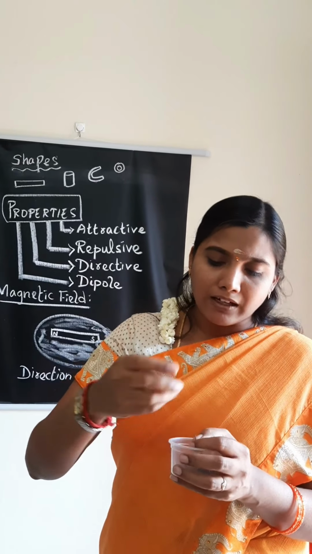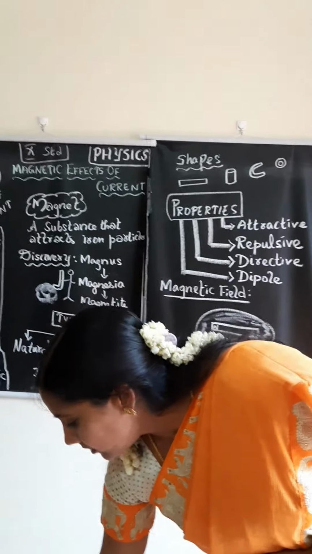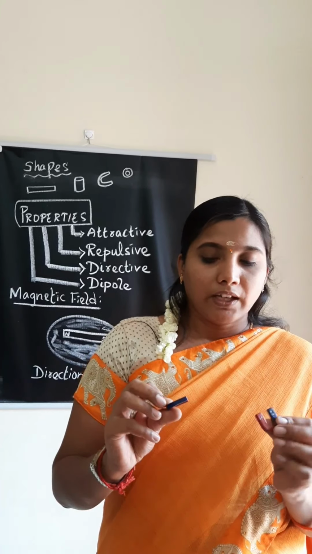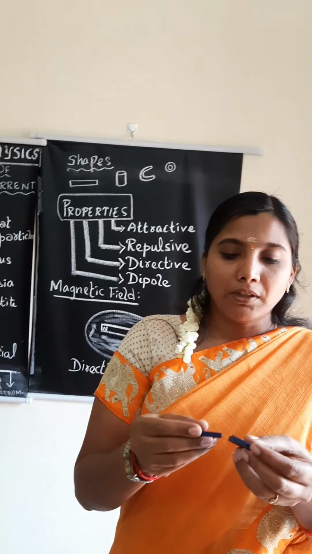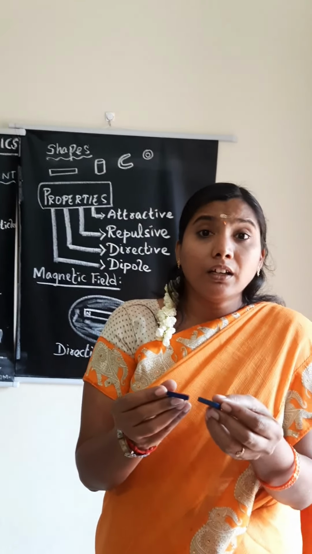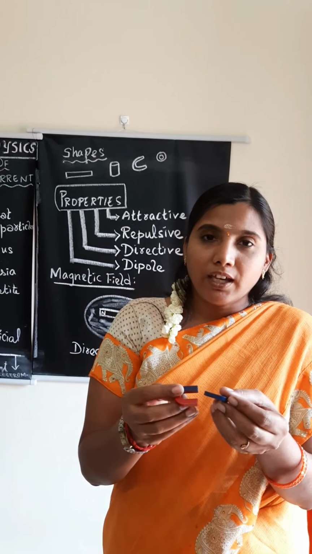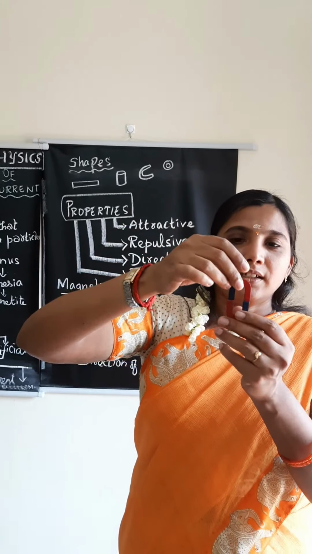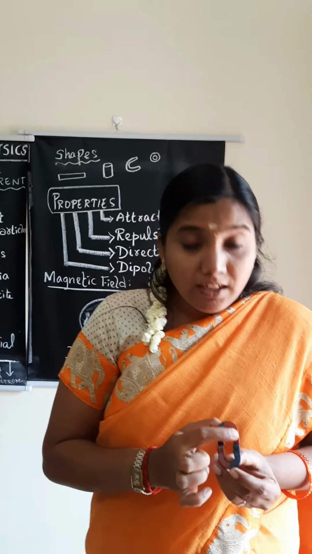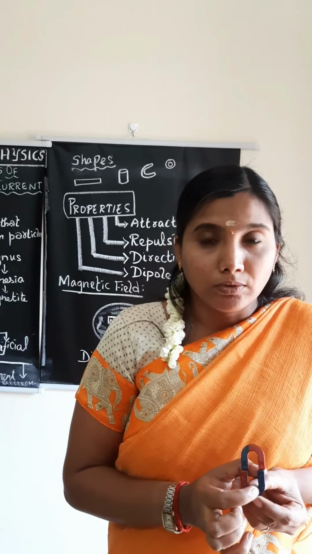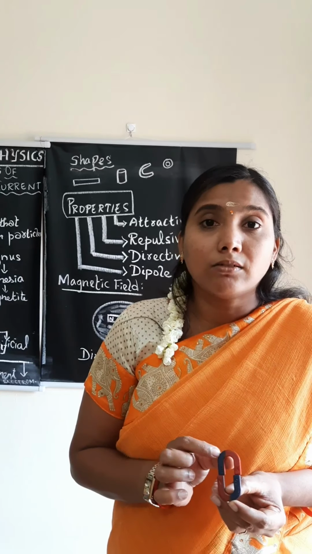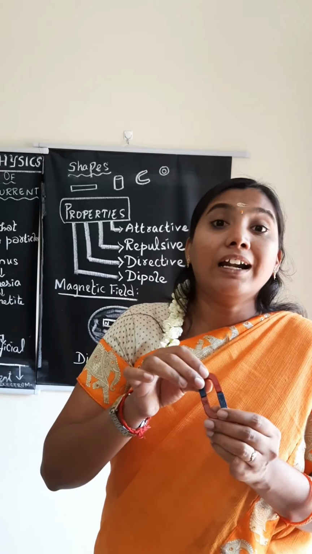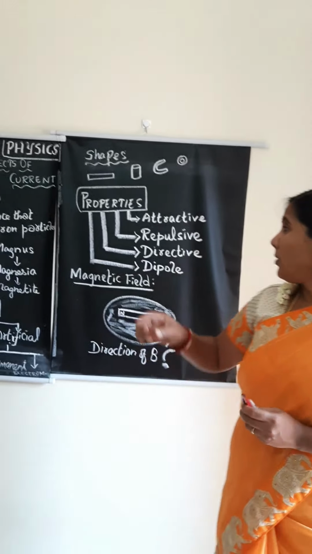If you keep two magnets together, you can see them either attracting or doing something else. I've taken two magnets and am keeping them. You can see they are not even nearing each other. But if I exchange one, you can see it's getting attracted. See, attracted. This side is north pole, this side is south pole. So like poles will repel, unlike poles will attract. So that is the property.